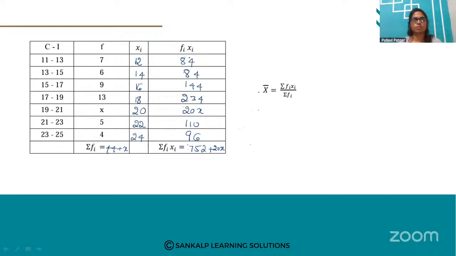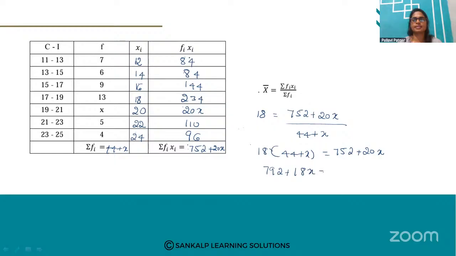So the mean is given as 18. So 18 is equal to summation fi xi, which is 752 plus 20x, divided by summation fi, which is 44 plus x. So if we simplify, 18 into 44 plus x is equal to 752 plus 20x. So 18 into 44 is 792, plus 18 into x is 18x, is equal to 752 plus 20x.